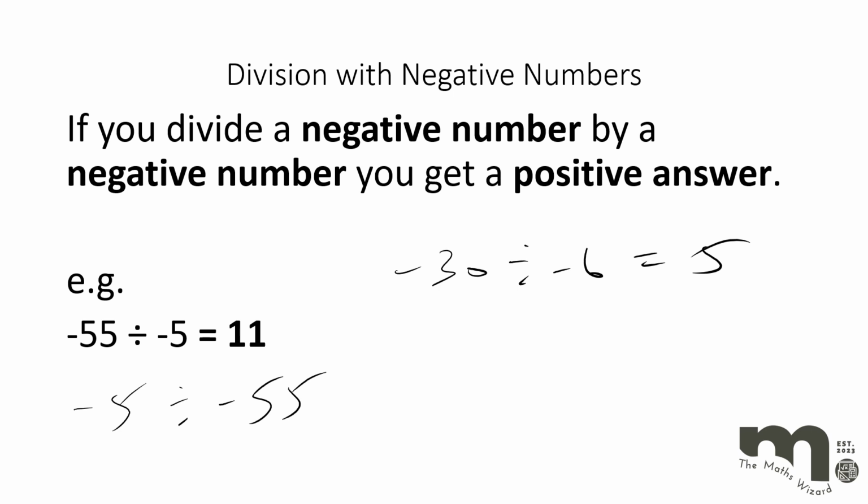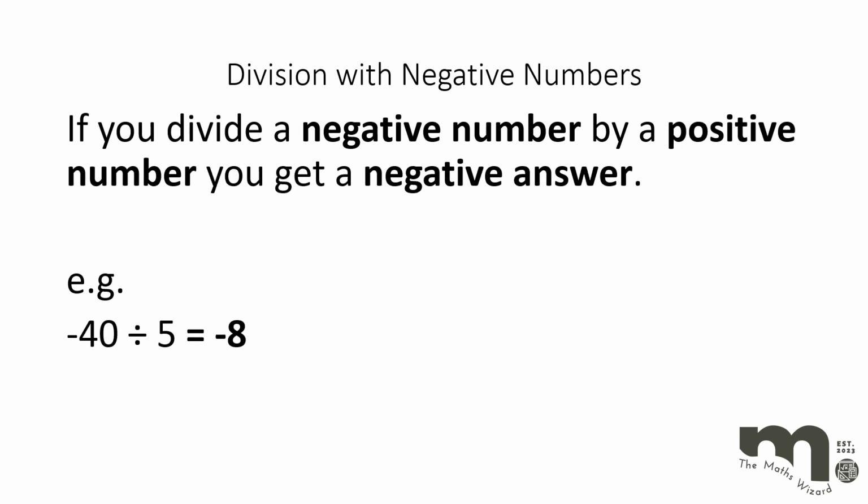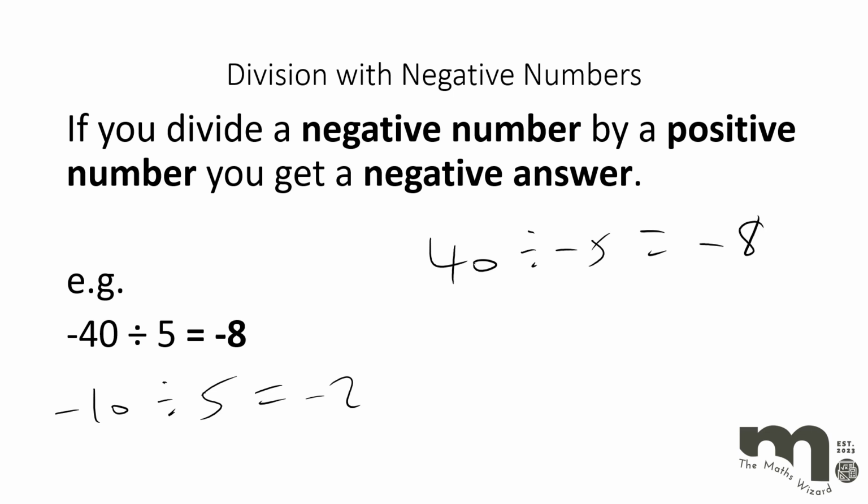Okay, another division rule then, very similar to the multiplications really. If you've got a negative and a positive, you will get a negative answer. So we've got -40 divided by 5 there, which will give you -8. If we did -10 divided by 5, we will get -2. It works the other way around as well. If you've got 40 divided by -5, that will still give you -8. So the key thing with division, when they're different, so when you've got one positive and one negative, you will get a negative answer.